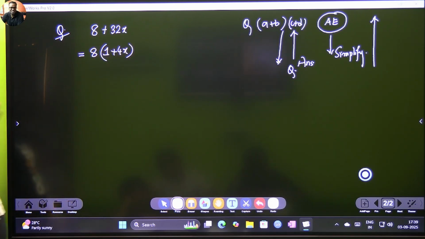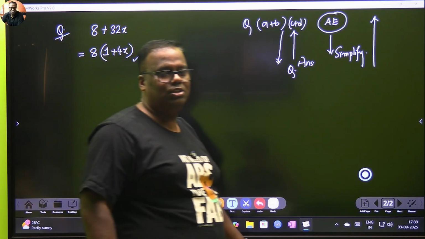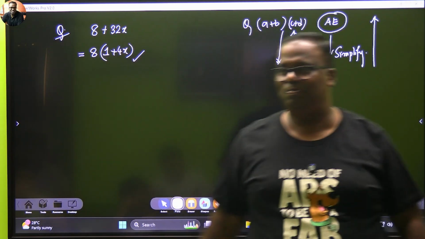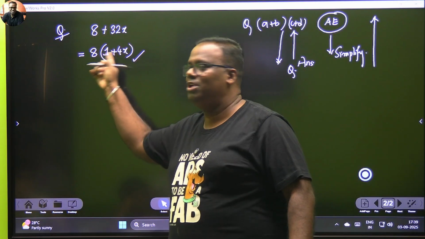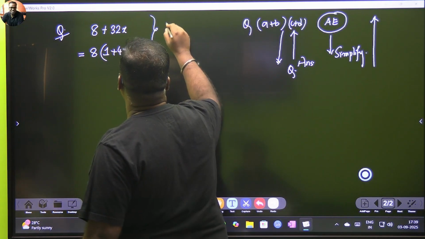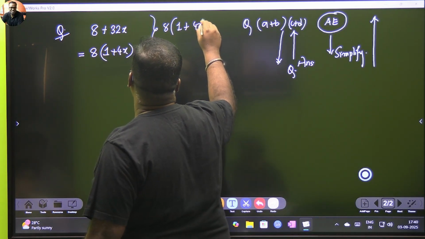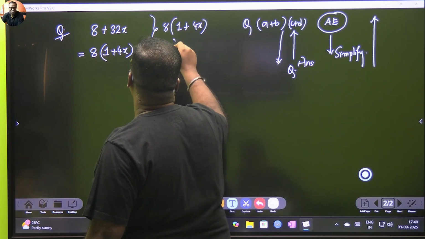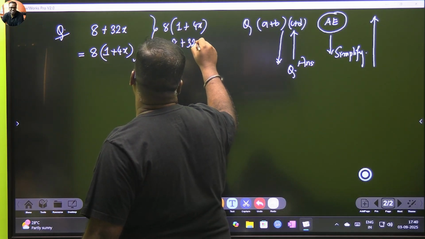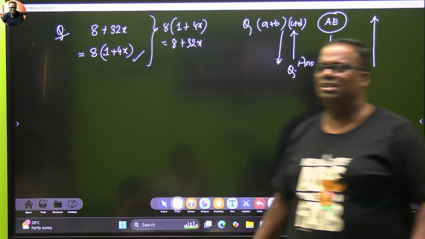Now you look at this. This is your answer. Now look at the answer. Is the answer not a monomial into a binomial? Now say suppose in the previous chapter I would have given you a question: simplify 8 into (1 plus 4x). What will you do? 8 times 1 is 8, 8 times 4 is 32x. You would have written this as the answer. I have just reversed it. That's so easy.